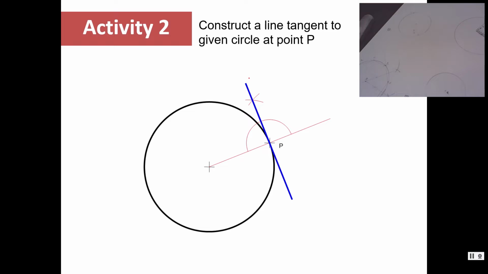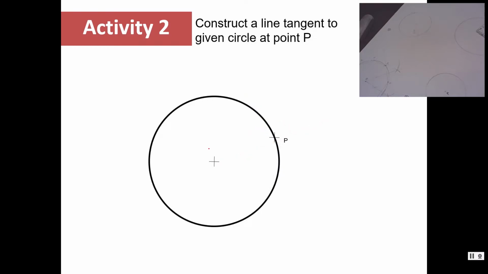So this blue line is the line tangent to the given circle at the point P. Okay, so you are given a circle with a point P here, and you want to find a way to draw a line tangent that is going to touch this P. This is all. Watch the video.